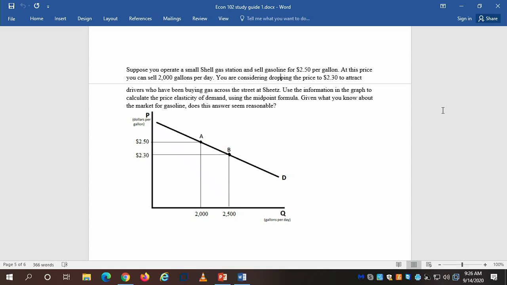So because people are responsive to change in price, when they lower their price, they're going to get a lot more consumers. The number of people buying from them is going to outweigh the money they're losing from the lower price.